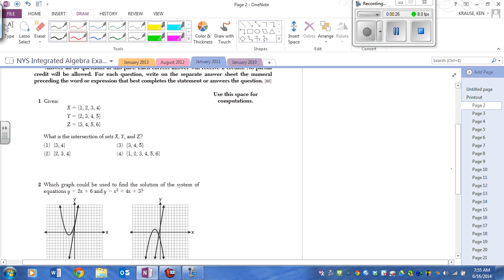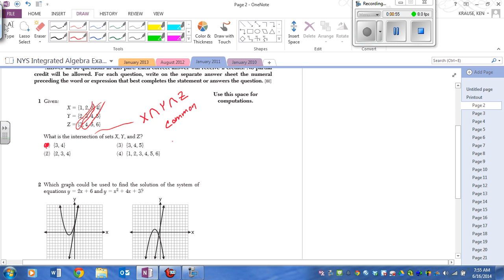Problem number 1. Intersection. They could have just said, what is the intersection of sets x, y, and z? Or they could have written it like this: x intersection y intersection z. Remember, the intersection means what they have in common. In this case, what they have in common is 3 and 4. The intersection is 3, 4.